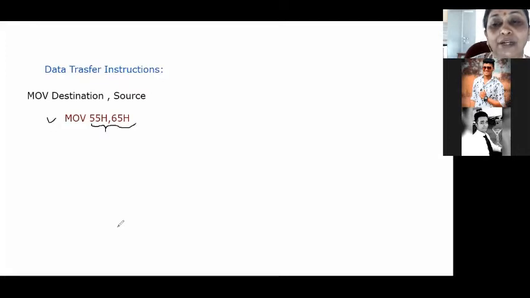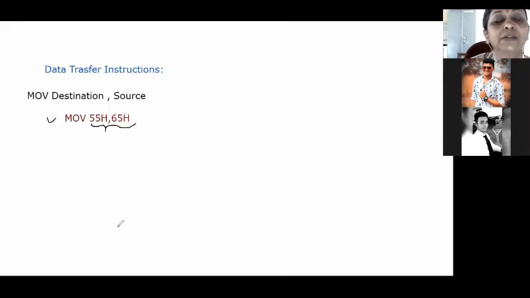Any one of the fields here is not preceded by hash, and therefore this is treated as an address of internal RAM. If you are using addresses directly in operand fields, then that type of addressing mode is called direct addressing mode. So this is an instruction of direct addressing mode.